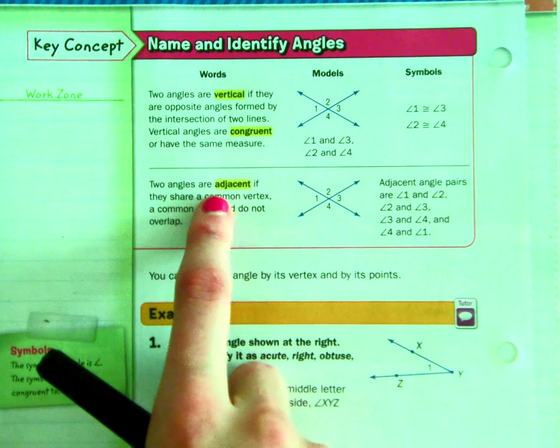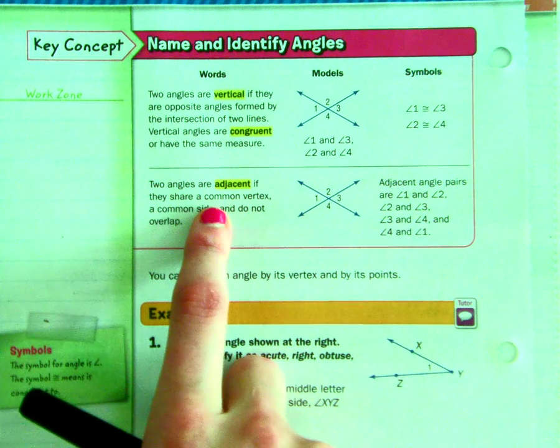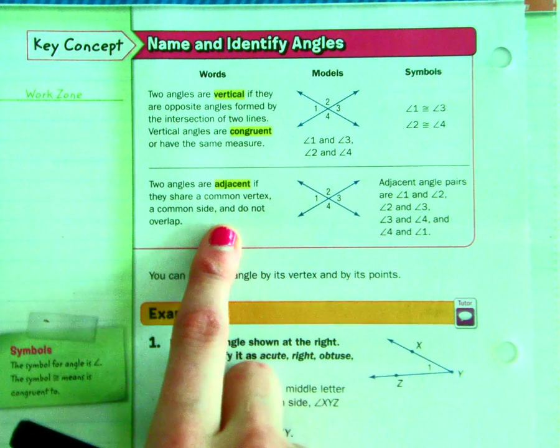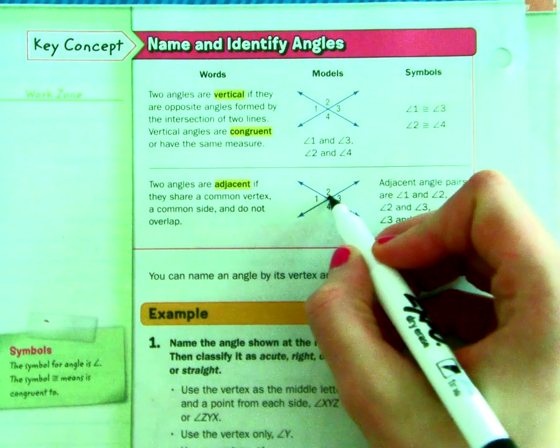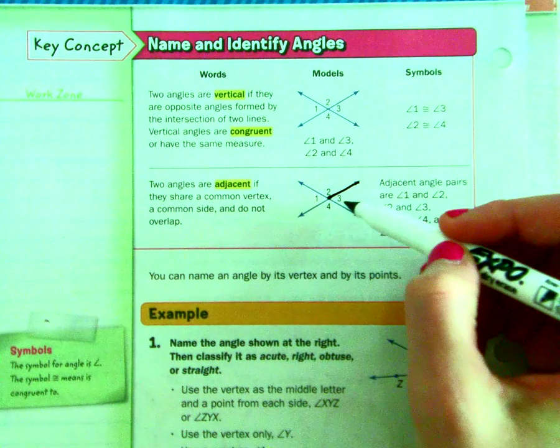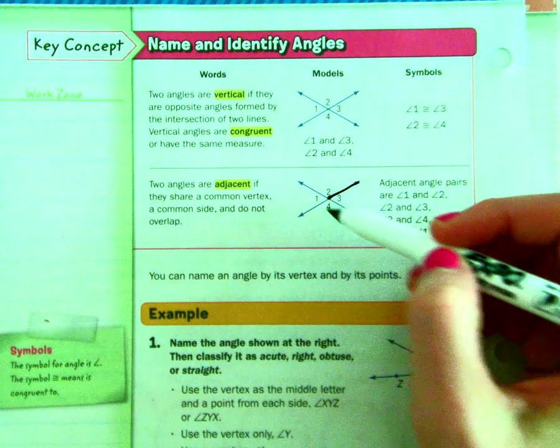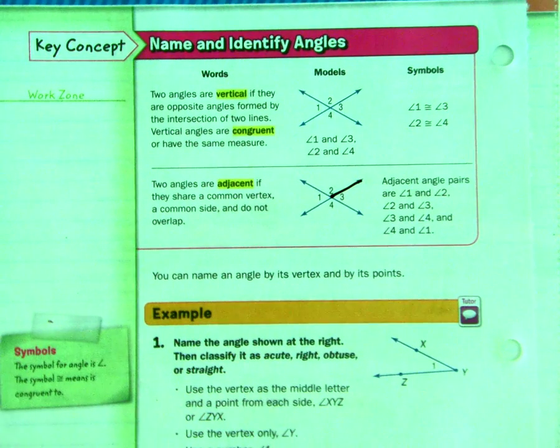Next, two angles are adjacent if they share a common vertex, a common side, and do not overlap. So angle 2 and angle 3 would be adjacent because they have a common vertex and a common line. Angle 3 and angle 4 would be adjacent. Angle 4 and angle 1, and angle 1 and angle 2 are also adjacent.